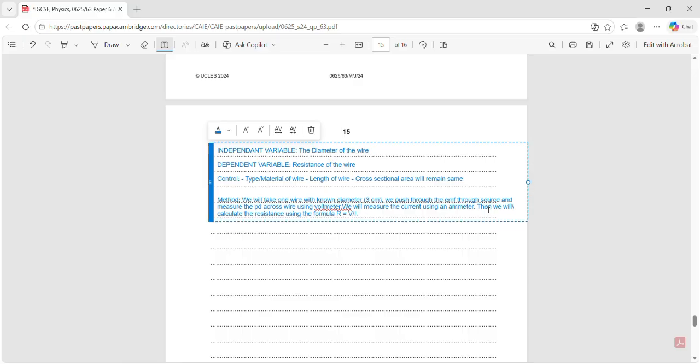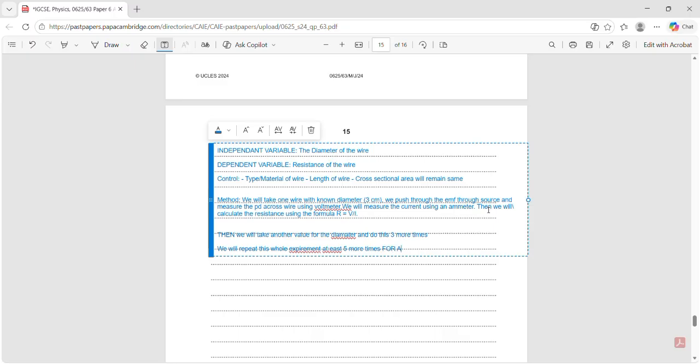Then we will take another value for the diameter and do this 3 more times. Okay, so we will basically be doing it 3 more times. We will repeat this whole experiment at least 5 more times for accuracy, and take the average for accuracy and reliability.